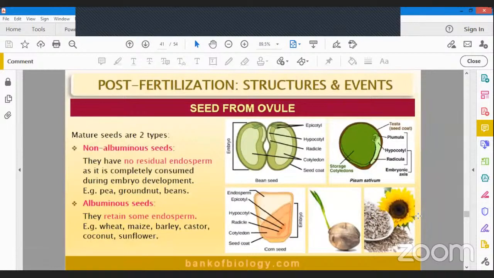Whereas albuminous seeds retain the endosperm. Examples: wheat, barley, castor, sunflower and coconut. So take it down.